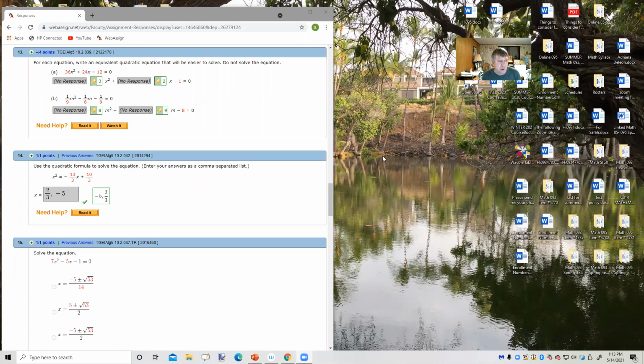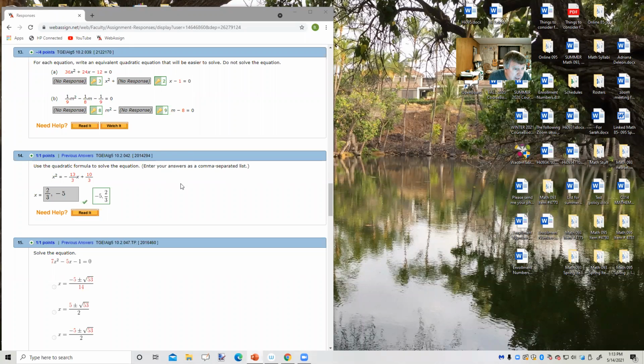This first problem is for Holly, and this is from WebAssign, 10.2, part 1, problem number 13. So let's take a look at it. It says, for each equation, write an equivalent quadratic equation that will be easier to solve. Do not solve the equation.